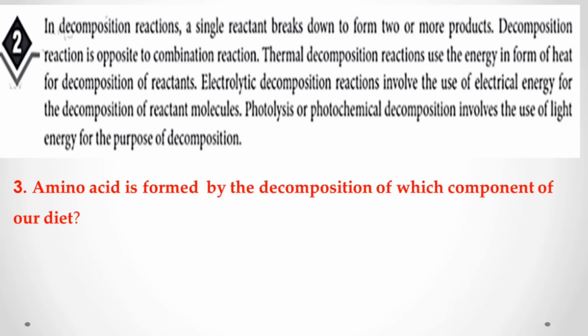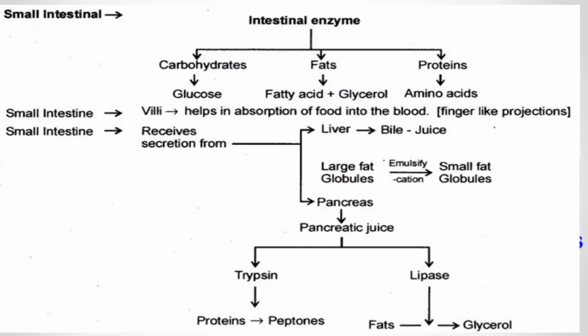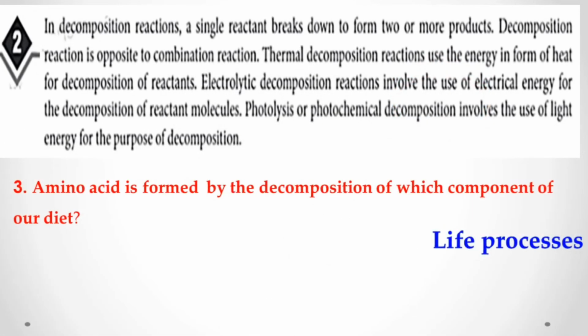Third question, amino acid is formed by the decomposition of which component of our diet? Now amino acid is something related to the chapter life processes. You have learnt the process of digestion there. So from that part we have understood that with the help of intestinal enzymes, carbohydrates break down to glucose, fats break down to fatty acids and glycerol, and proteins break down to amino acids. So amino acids are a product of decomposition of proteins. Hence the answer for this question is proteins.